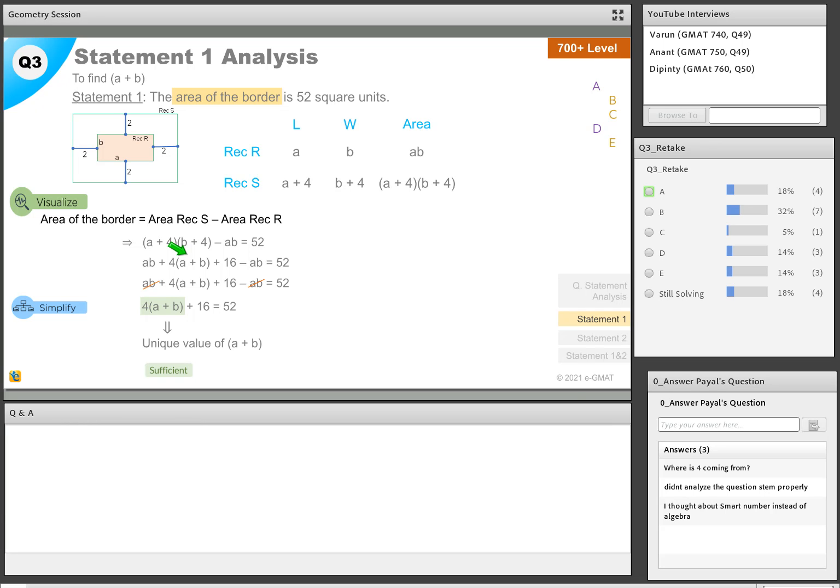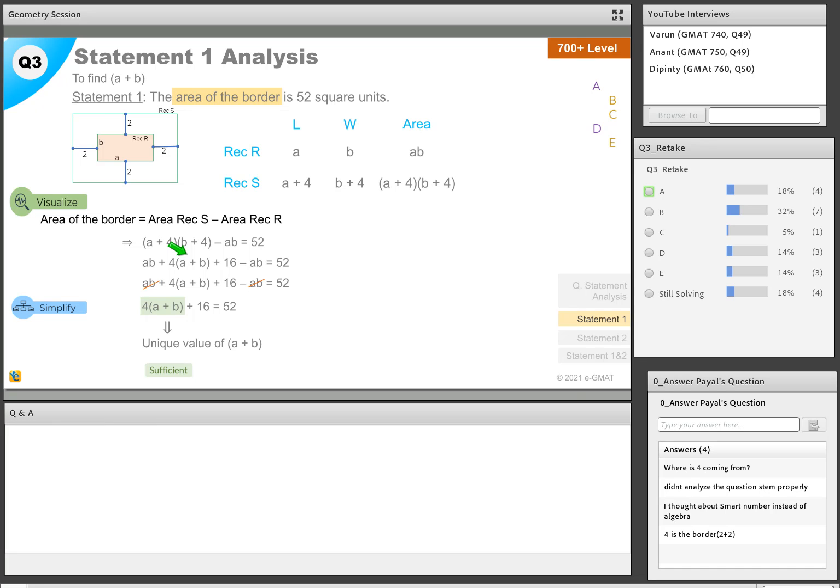Okay, don't think about smart numbers. Those techniques don't work all the time. They work only for some specific types of questions. You need to understand how to process variables. You need to understand how to process expressions. For that, in Quant Basics, go through how to process numerical expressions in Algebra Module 1. Learn how to process algebraic expressions. That's the skill that you need to build.